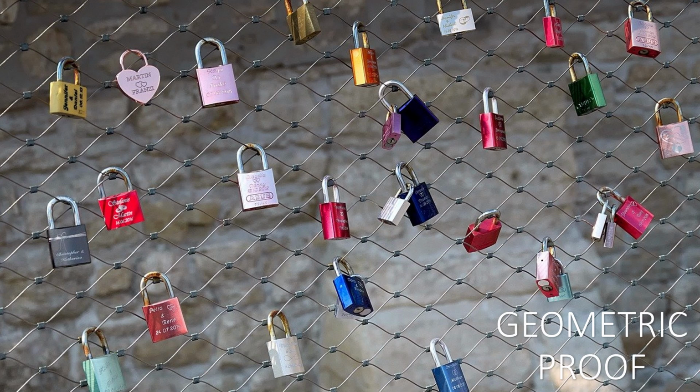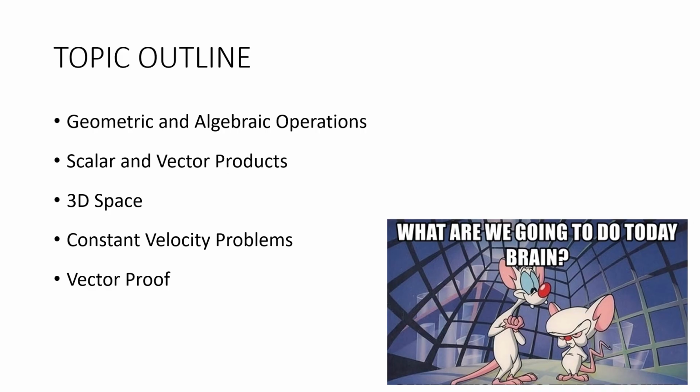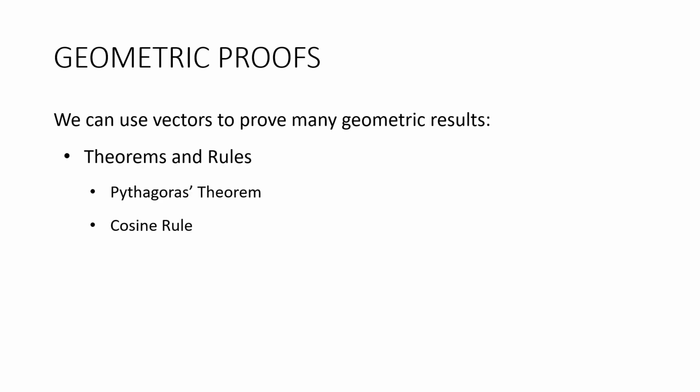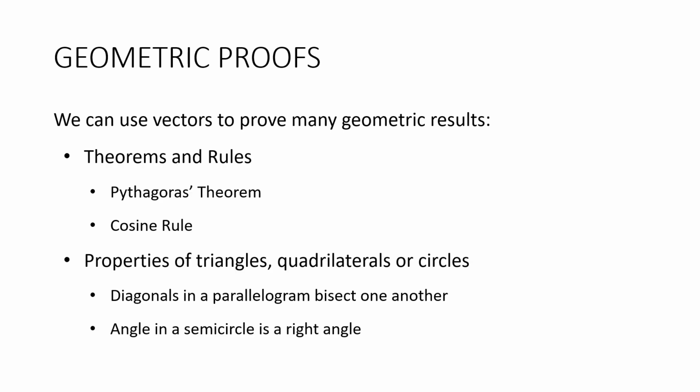Hi Year 12, this is our final video for the topic of vectors for the International Baccalaureate course, Analysis and Approaches. In this video we're going to cover vector proof. Now we can use vectors to prove many geometric results, from theorems and rules to properties of triangles, quadrilaterals or circles, or we can prove a result in a specific shape.